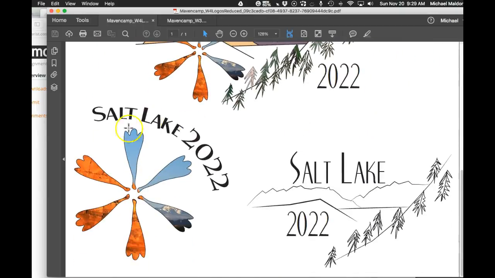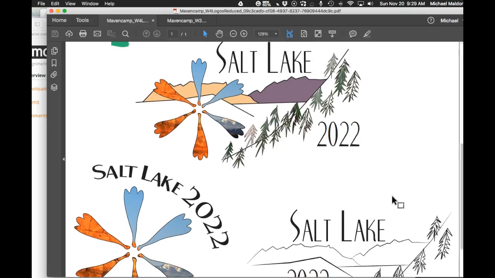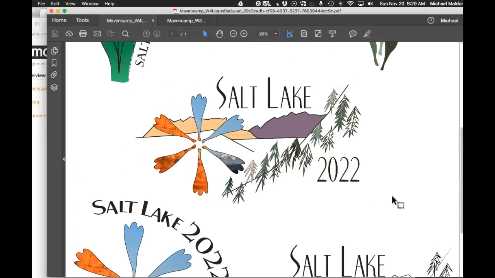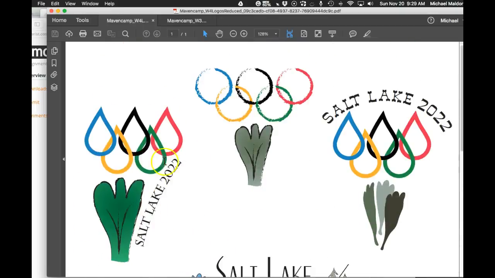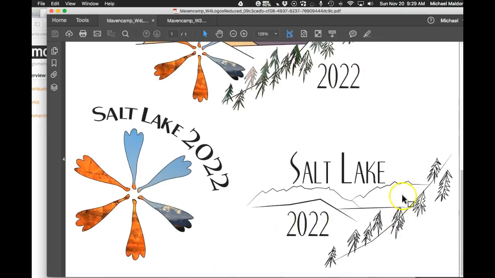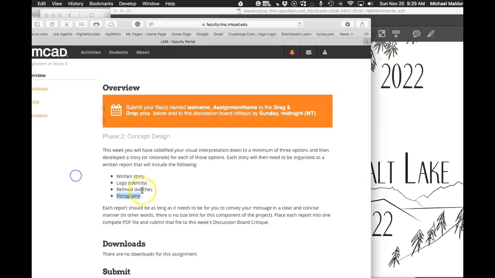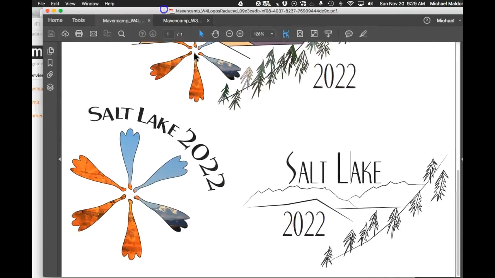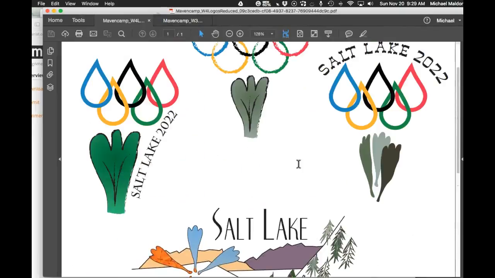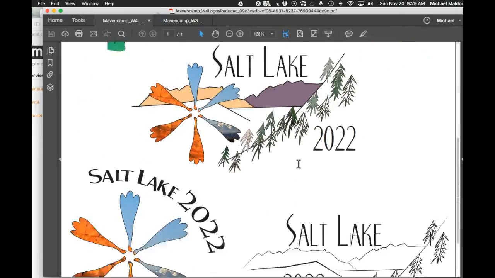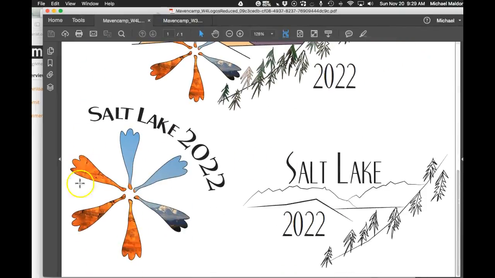I think this logo right here is your most successful. I would move forward with this. But at the very minimum, what I would do for this week is take this logo, one of these logos, and this logo here, and describe them. And I would give this report for these 3 final logos, giving the written story, the logo identity, the refined sketches, and the pictograms. Okay? So that we have an idea of what we can look at, so we can maybe make some suggestions. I love this logo right here.